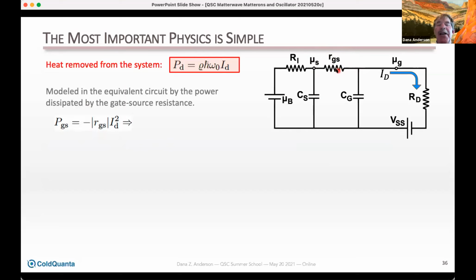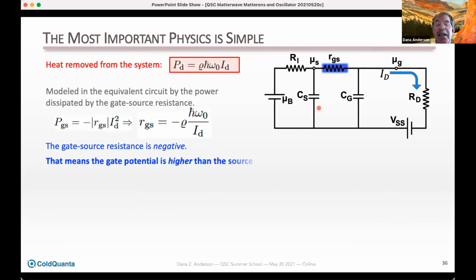And if that seems odd to you, that's the way electronic oscillators are in fact described, where gain is replaced by negative resistance. And so this resistance is negative. Well, if this resistance is negative, that means this potential over here in the gate is actually higher than supplied by the battery.